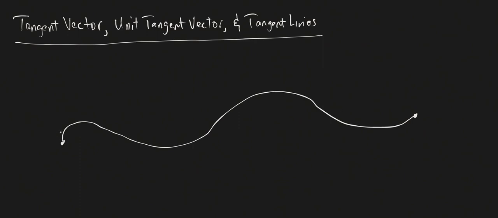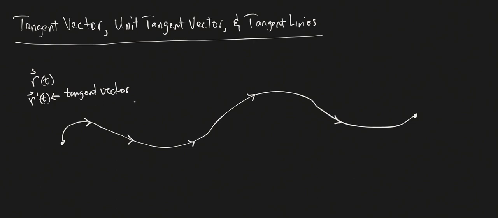vector functions, and we know that they define a curve, and let's say this is the orientation of the curve. So this would essentially be the initial point, and it's traced out in this way, and then it stops at this point. And let's say this is the name of this curve. So when we take the derivative, we're going to refer to this as the tangent vector.